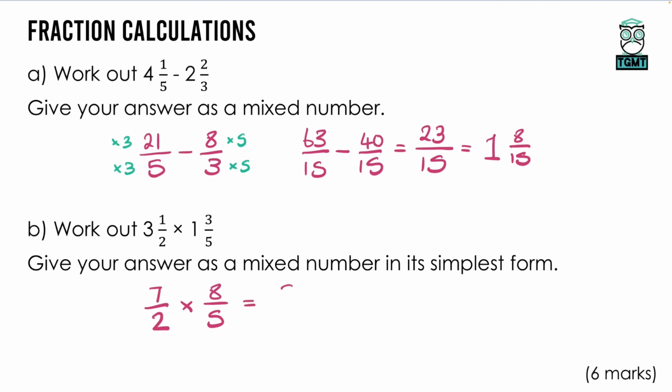Multiplying these together, we get 7 times 8 is 56, 2 times 5 is 10, and then we want to convert this back into a mixed number. 10 goes into 50, 5 times, and there's a remainder of 6. So 6 over 10 left.